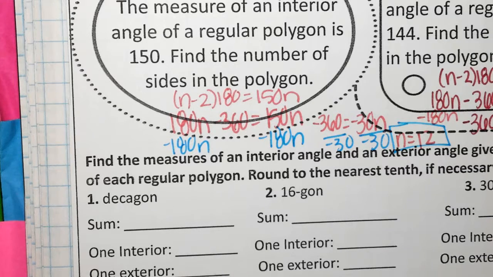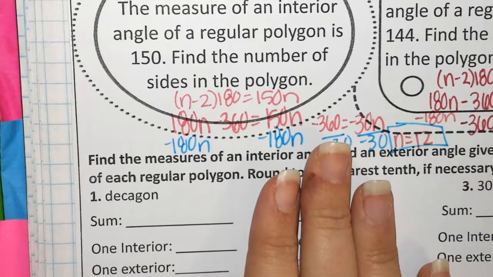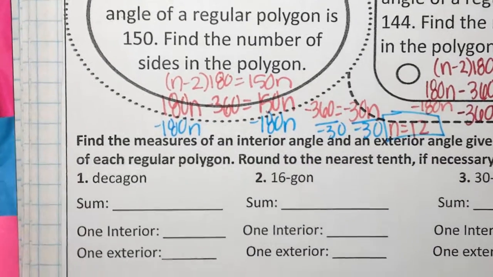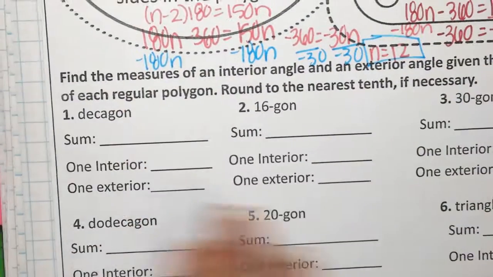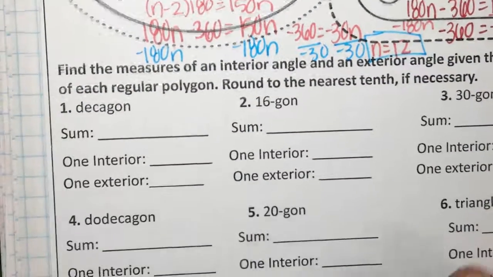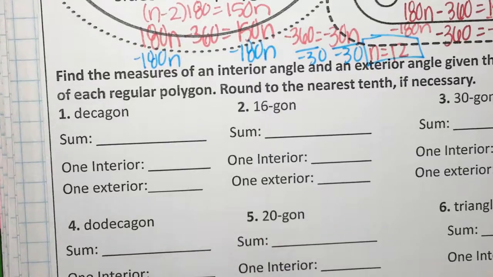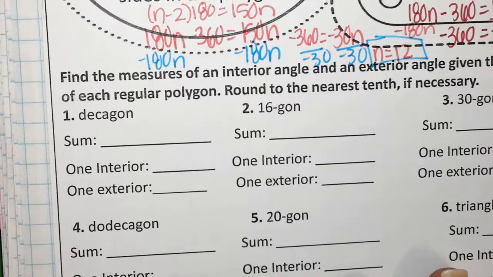Taylor, does that help, honey? Yeah, now I'm doing it right. Okay. Alright, so now what we're going to do, I'm going to do number 1 together, and you're doing the rest of these without me. If you don't finish 1 through 9, it's homework. So you need to finish because it's Friday, and we don't want homework on the weekend, right?